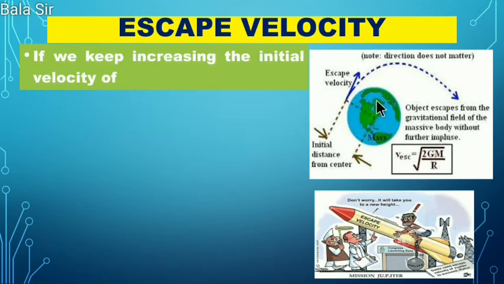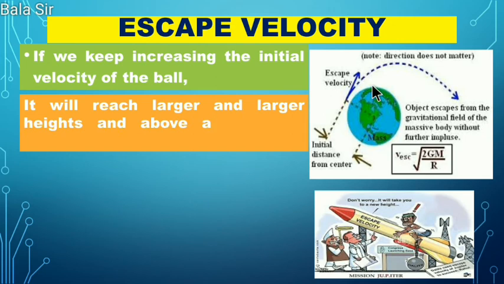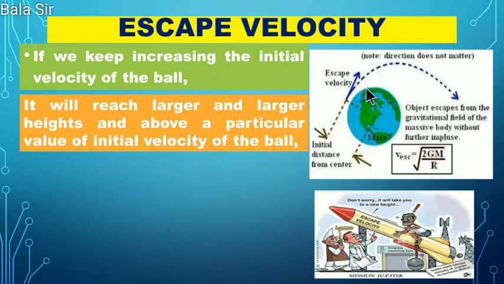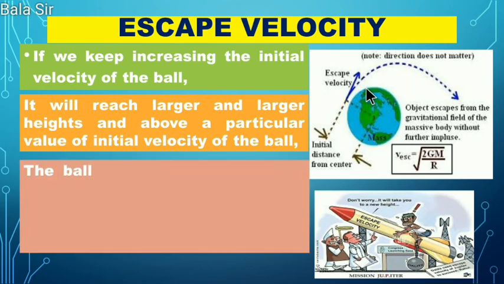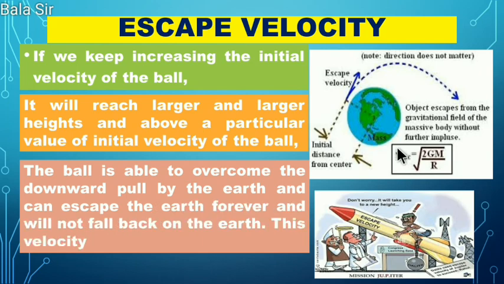If we keep increasing the initial velocity of the ball, it will reach larger and larger height, and above a particular value of initial velocity of the ball, the ball is able to overcome the downward pull by the earth and can escape the earth forever and will not fall back on the earth. This velocity is called escape velocity.